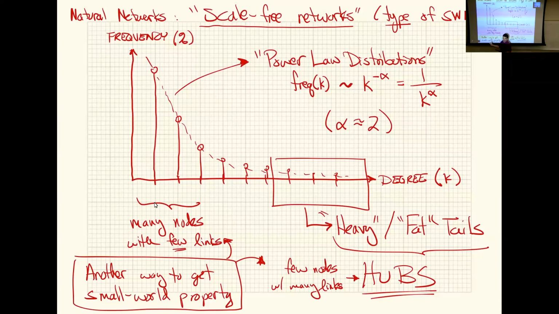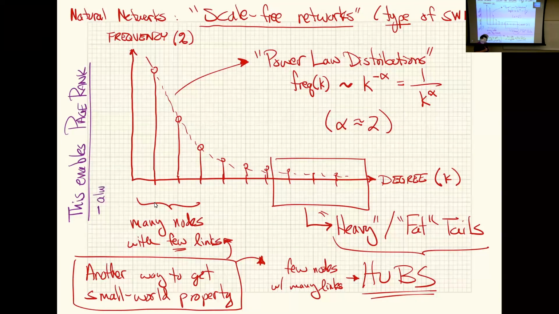And that is a really cool property of scale-free networks. That's what makes PageRank work. This is what enables PageRank, because it ensures that there is always degree variation in search results.